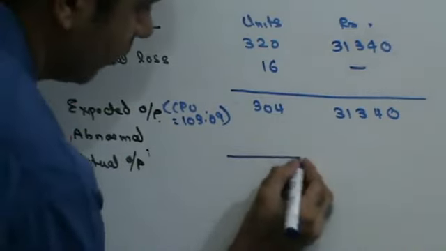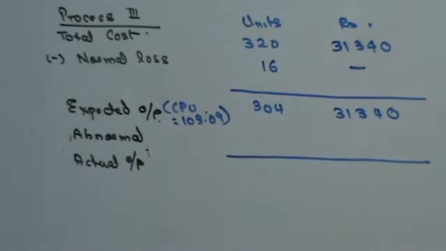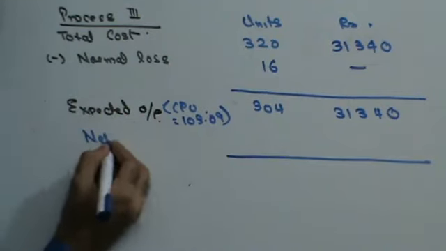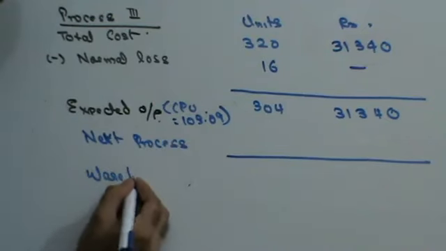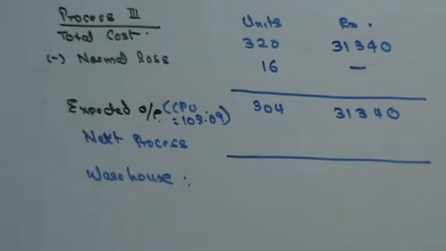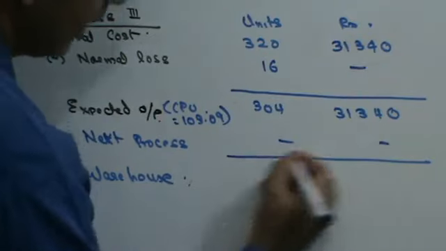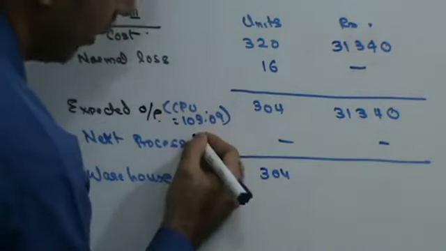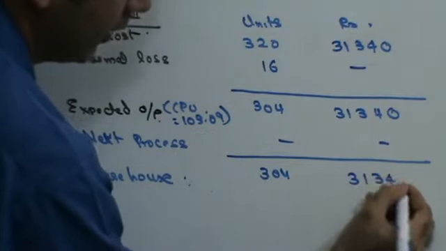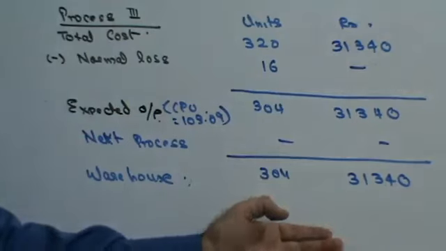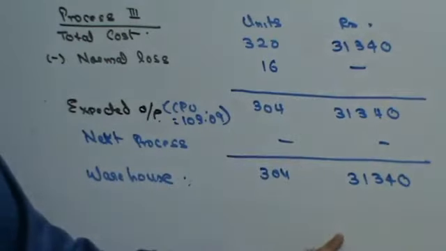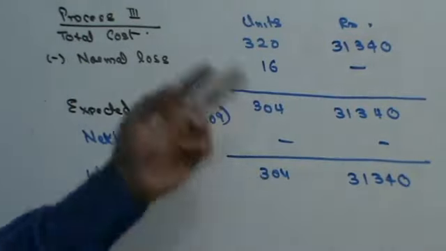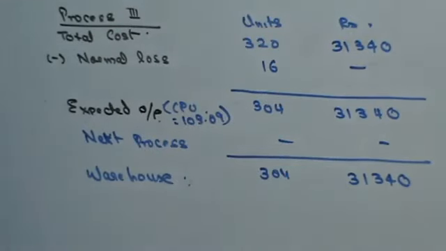Okay. Now let's find out the transfer to next process and warehouse. Your transfer to next process is given to you as nil. So the entire amount will come down here, 304 into 103.09, 31,340. Guys, you will say, sir, you can directly bring this down. Please learn the right method. When you have a sale, and that also at a sale price, if you learn the shortcut method, you will be in a problem. Then you will have to remember 2 methods. So it is always better to learn one correct method.